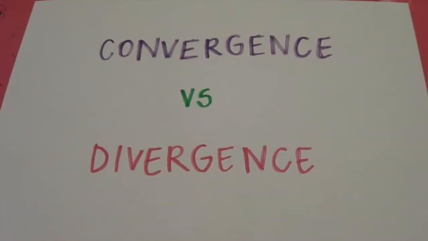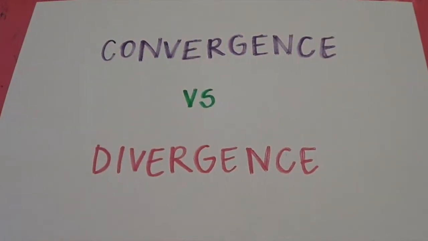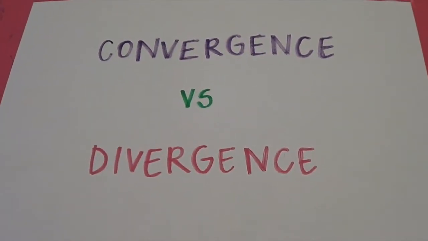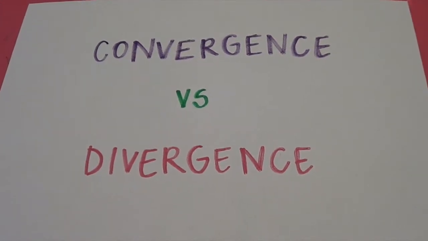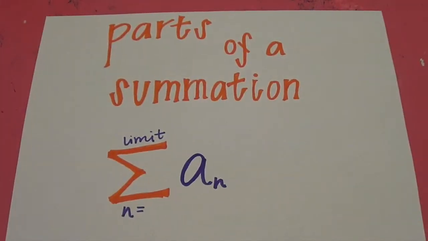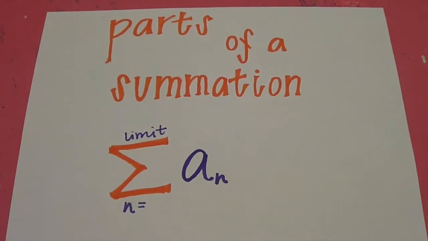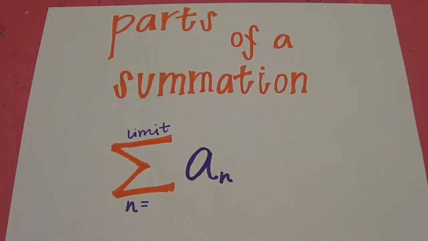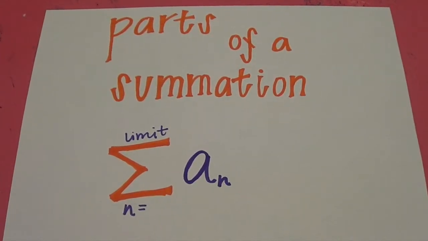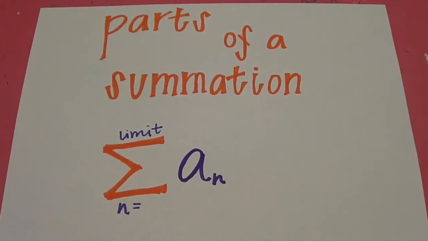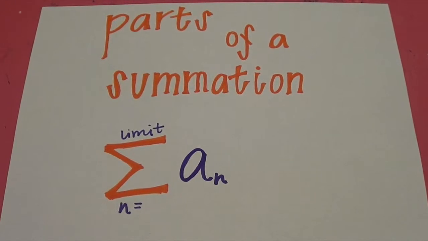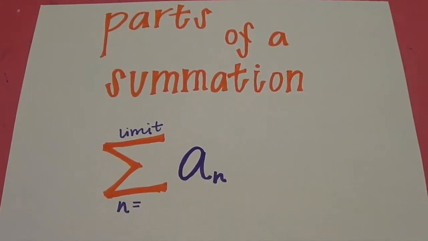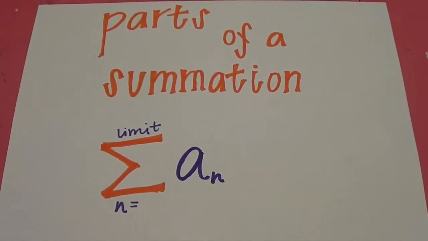A series converges when the sum of all the terms approaches a finite number. A series diverges when the sum of all the terms approaches infinity. When solving for convergence of a series, it is important to know the parts of the summation sign. The bottom represents what n equals in the very first term, the top represents what the limit goes to, and the equation directly to the right of the sign is your very first term.